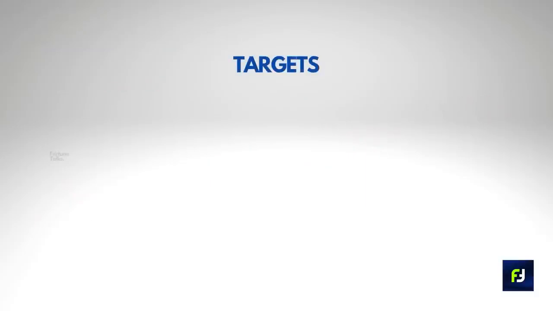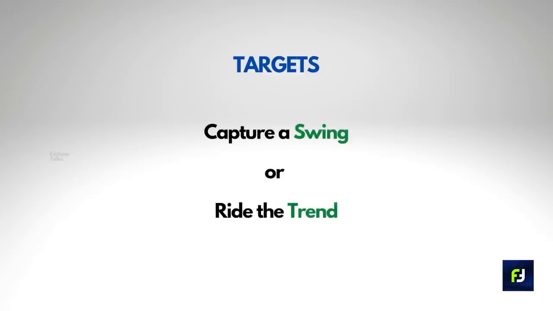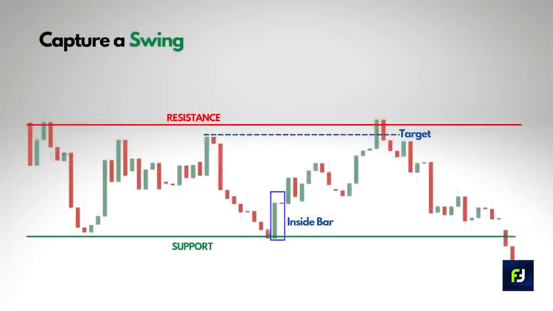Now let us talk about setting targets for inside bar trades. Now your exits or targets depend on your goals. So you can either catch a swing or you can ride a trend. So if you intend to catch a swing, then you can exit your trades before the opposing pressure comes in.